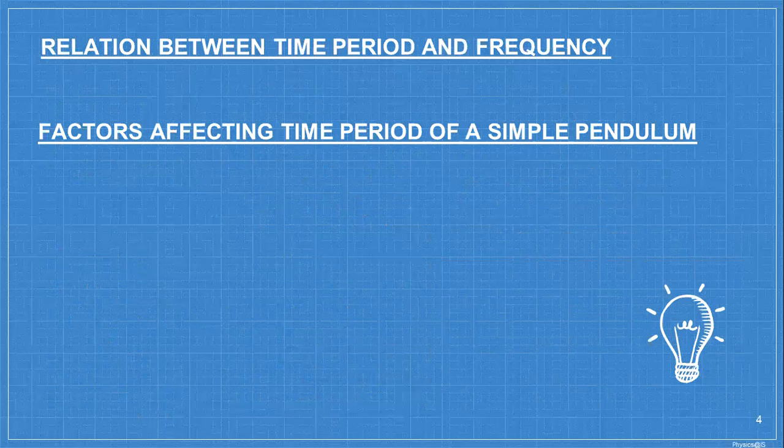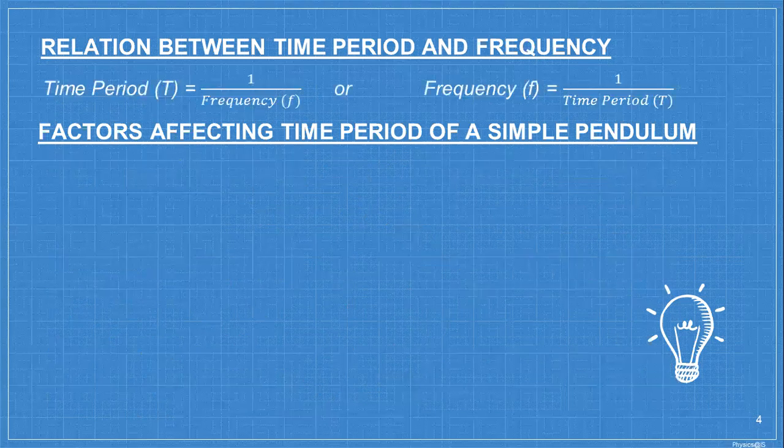Then we have the relationship between the time period and frequency of a simple pendulum. They are inversely proportional to each other. That means with increase in time period, the frequency decreases, and with increase in frequency, the time period decreases. Next, we have the factors affecting the time period of a simple pendulum.